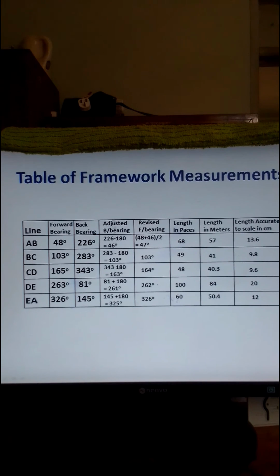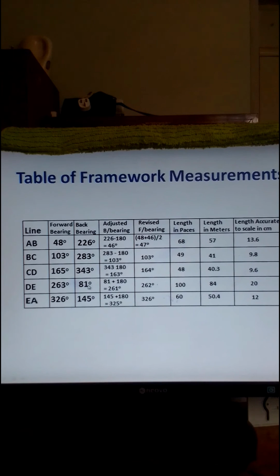The fourth column is for the adjusted back bearing. So this back bearing, you adjust it. If the back bearing is more than 180 degrees, you subtract 180 degrees. So in this case, it is 226, subtract 180, you get 46 degrees. So we are trying to adjust the back bearing. Here, the back bearing is 283 degrees. So subtract 180 degrees, you get 103 degrees, and so on.